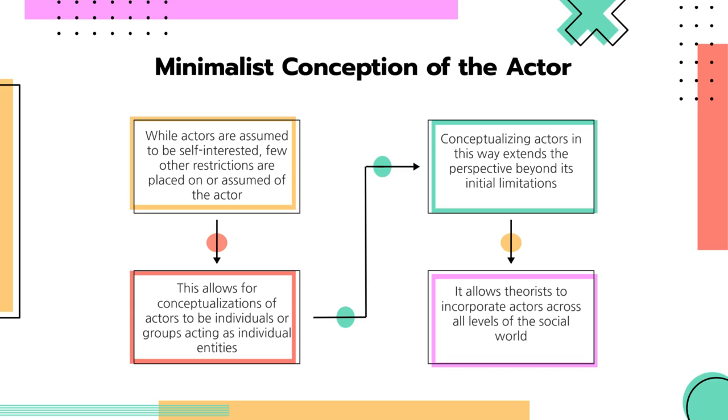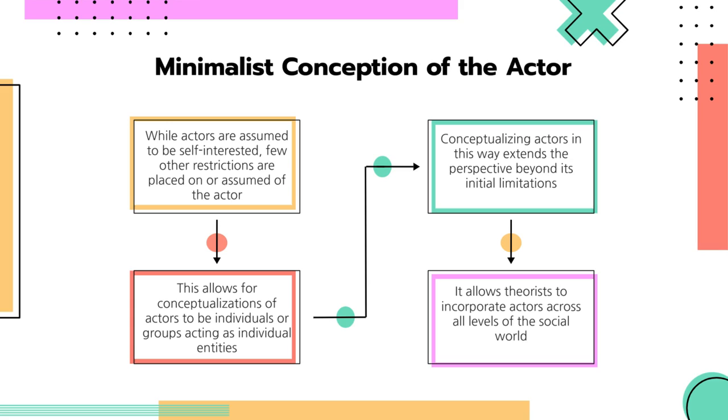And so, this is one of the biggest critiques of exchange theory. Its minimalist conception of the actor. And in many ways, it can be a weakness because they assume that people are rational. We assume that people are self-interested, that we're just calculating these costs and rewards. And it can't account for altruism.